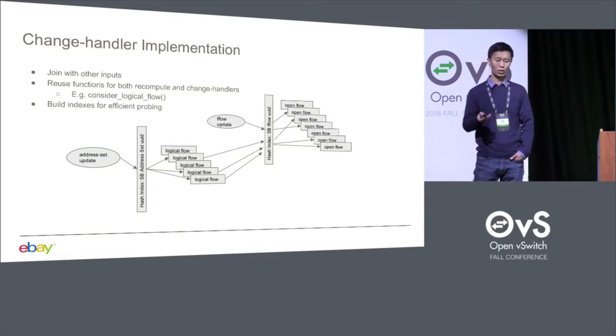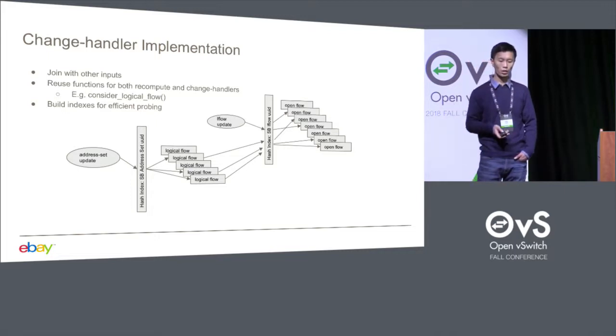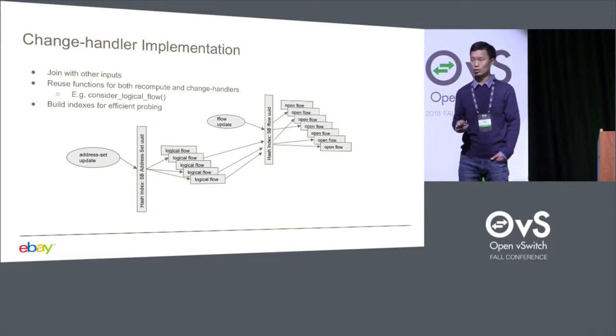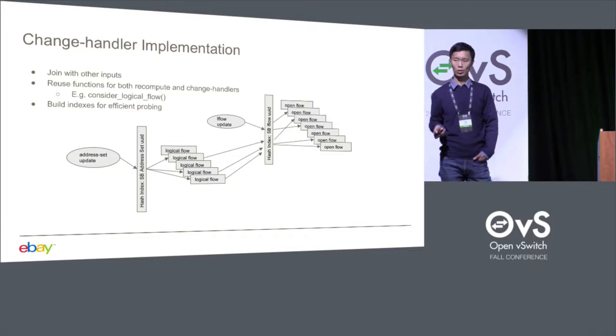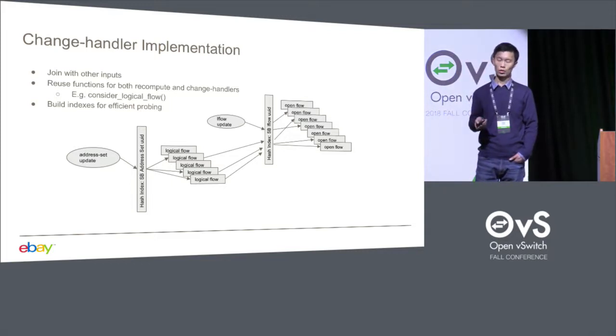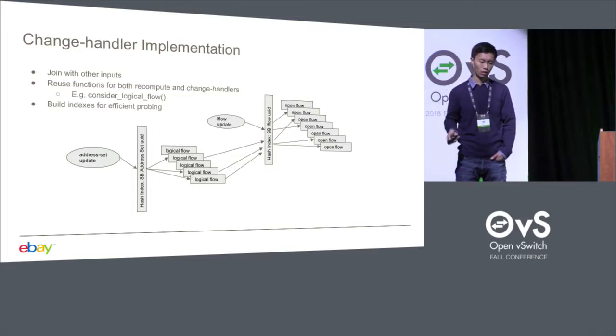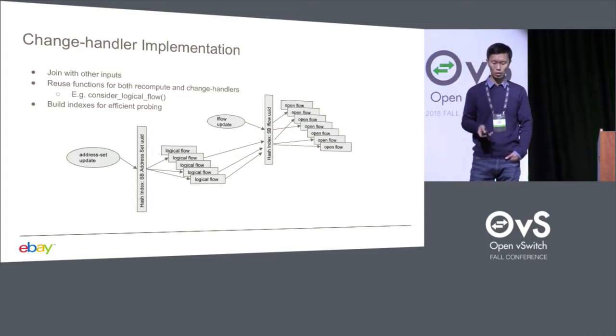But if a logical flow is using some address set, and the address set is updated, then we use another index that maps the address set to the logical flow table entries. From the logical flow table, according to the logical flow to OpenFlow index, we can finally figure out the chain and what should be updated.